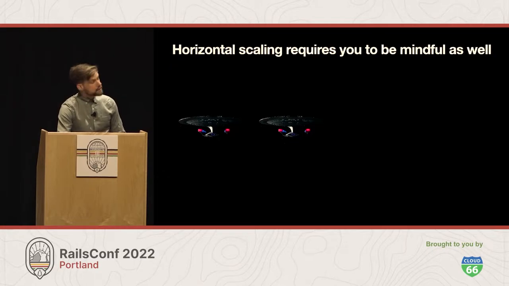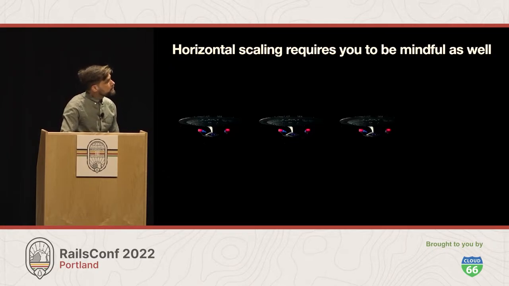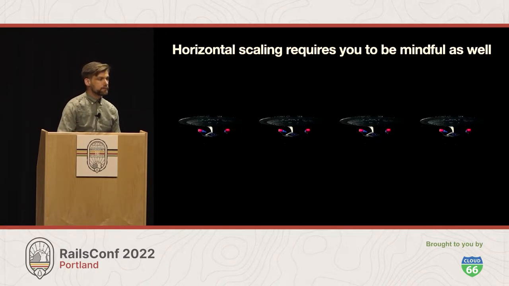So horizontal scaling, there are also other considerations, right? As we increase the number of ships or the number of instances, we can handle more traffic. But every time we increase the number of ships or the number of instances we deploy, we gotta think about how many connections we have available to our database, and we don't wanna overwhelm the database connection pool. So we'll get into that a little more without the Star Trek analogy soon.